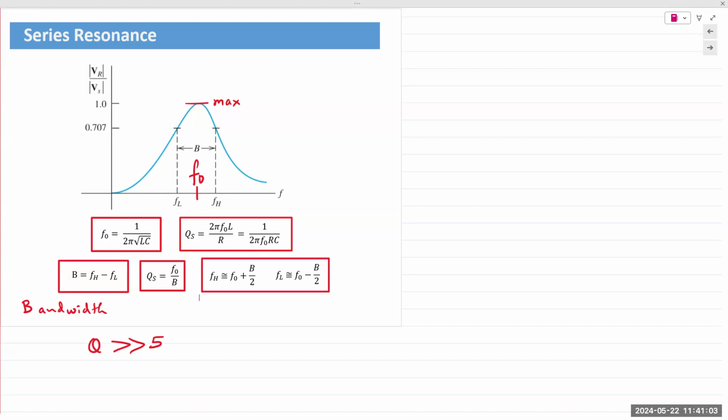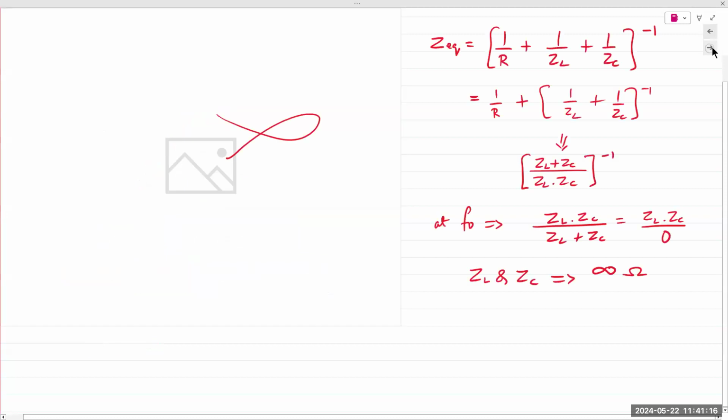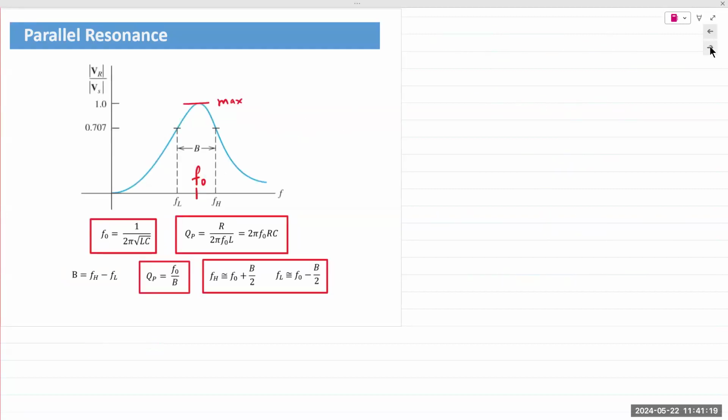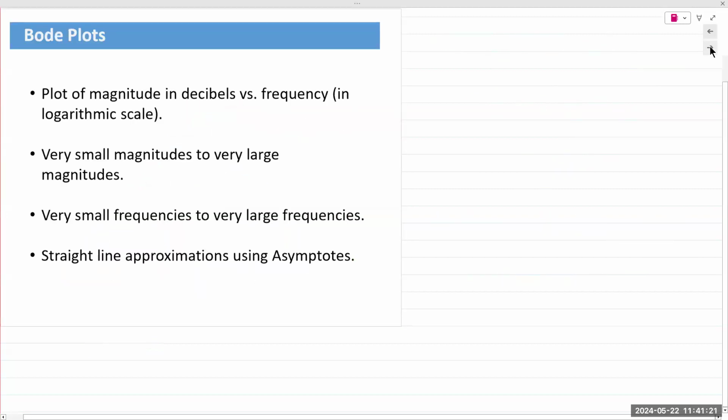Any other questions? Okay, so then let's talk about the last topic, which is Bode plots. Bode plots, as we spoke about previously, is a plot of the transfer function as a function of the frequency, right? Output versus input frequency. How is it changing?